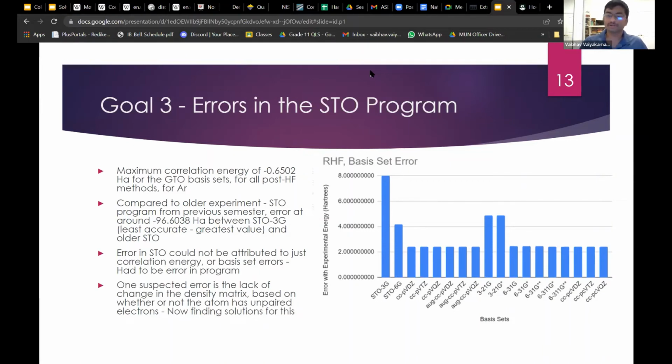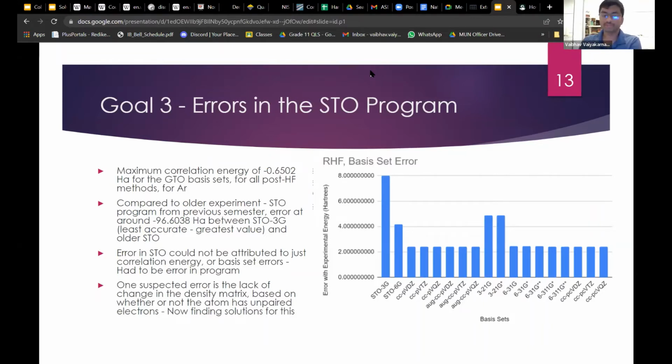Your correlation energies are on the magnitude of maybe negative 0.6502 Hartrees at the maximum. Comparing that with the error we got for the Slater-type, which was negative 96.6 Hartree, clearly the error wasn't correlation energy, nor was it a problem in the basis set. It was most likely caused by a bug or a methodical error within the calculations in the program.